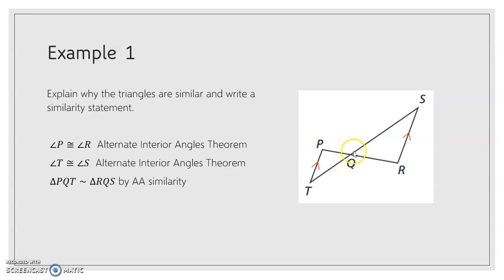Now I notice that PR is another transversal, so angle P and angle R are alternate interior angles, and they have to be congruent by the alternate interior angles theorem. So I have two pairs of congruent angles, making these triangles similar by angle-angle similarity. So you'll notice this bottom statement here is my similarity statement. So that's it for this example. It's time for you to try it.